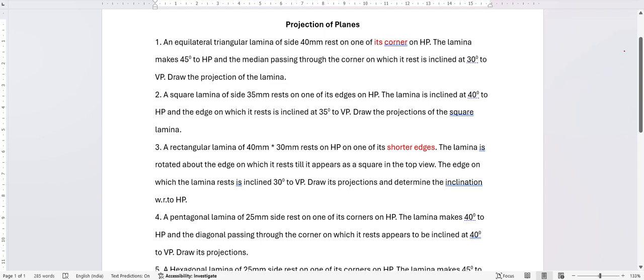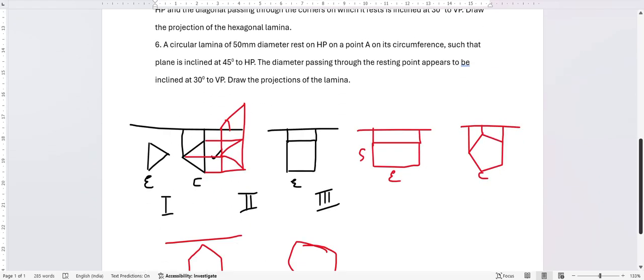In the rectangular lamina, what you have to do is make it appear to look like a square. Then you have to extend these lines, and to appear like a square, you have already drawn the shorter edge, that is 30 mm. So you need to draw a line and make the other distance equal to 30 mm. So this is already 30, this becomes a square. So now what you have to do is mark this line.